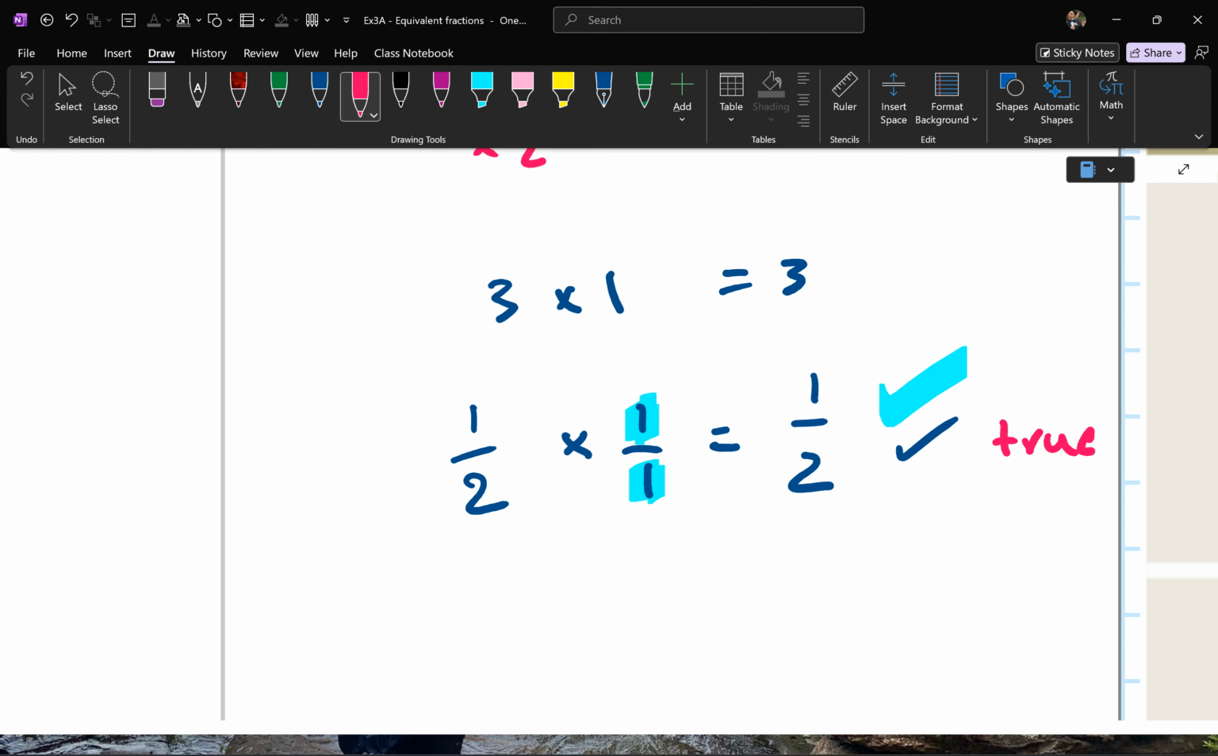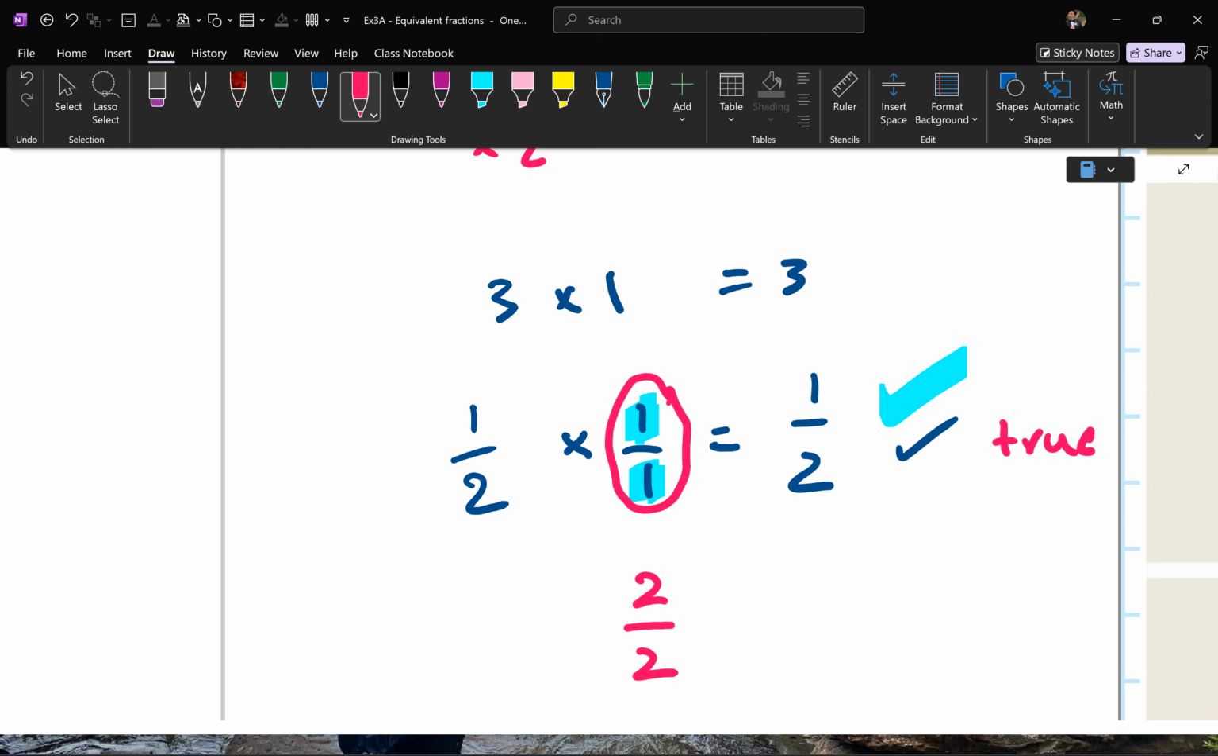This is still true. Then what's interesting is this 1 here is the most special thing. Because we know that if you times it by 1, it should still be the same. And that's what Elizabeth was saying before, that the value does not change. Because if you times it by 1, it's still a half. But the beauty about 1 is it doesn't have to be 1 divided by 1 to get 1. You could have 2 divided by 2.